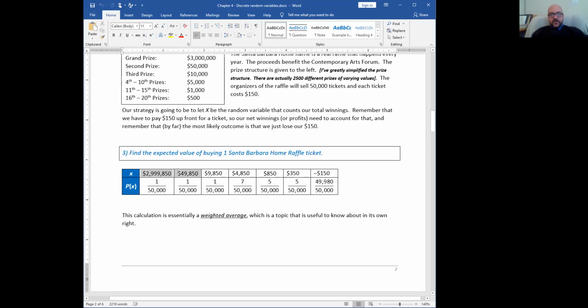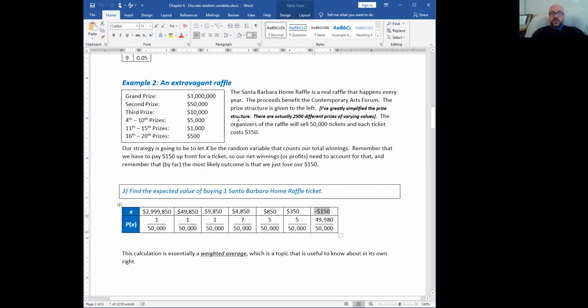This row right here is all the possible outcomes. And there's a very easy outcome to forget. It's the most important one, which is you don't win anything, right? It's really easy to get yourself tricked into thinking, oh, these prizes are all the outcomes. No, there's one more. And it's the most common one by far, which is that you don't get anything, right? It's a donation to the Contemporary Arts Forum. You donated $150. So these are all the outcomes.